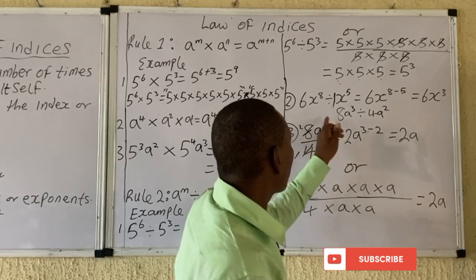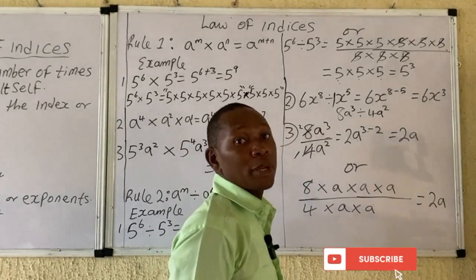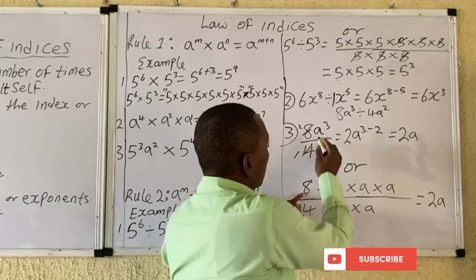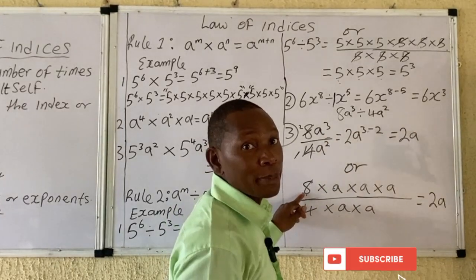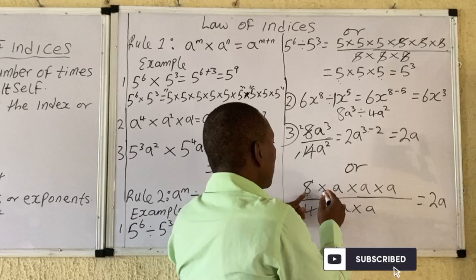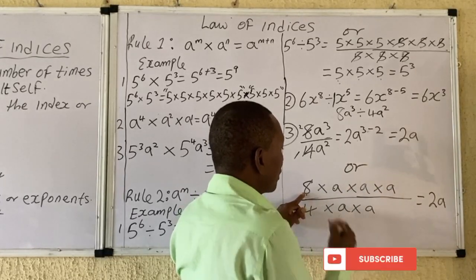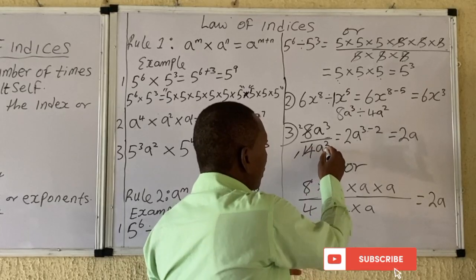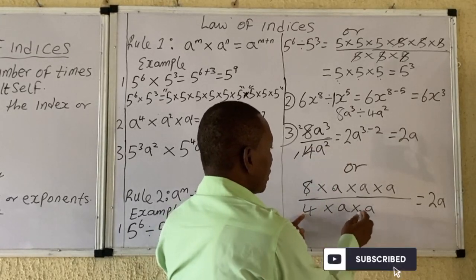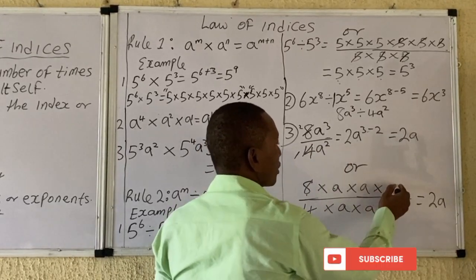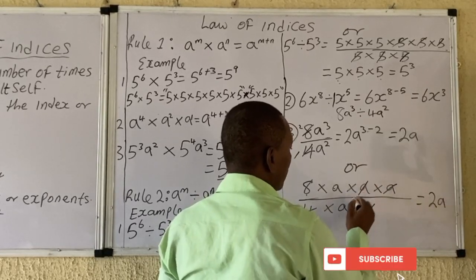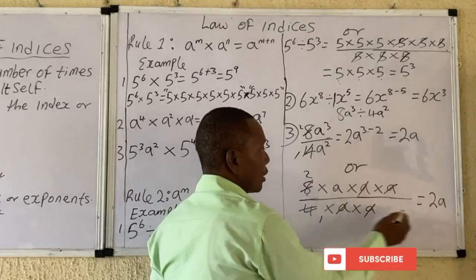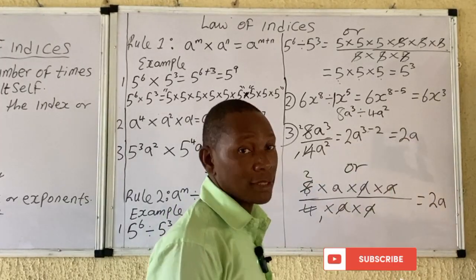Now we can decide to solve this question in another way using the elementary format. Here we have 8. A raised to the power of 3 means a is multiplied by itself 3 times: 8 times a times a times a, which is 8a raised to the power of 3. Now here we have 4a squared, 4 times a times a. What do we do? We just simply divide. This cancels out this, this cancels out this. 4 here 1, 4 here is 2. What do we have? 2a is left, and that's our answer. It's the same thing as this.